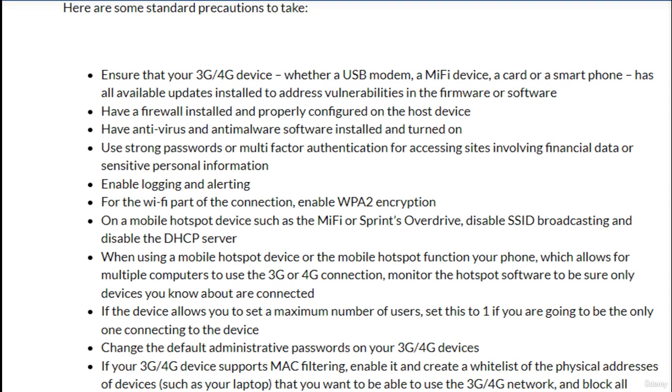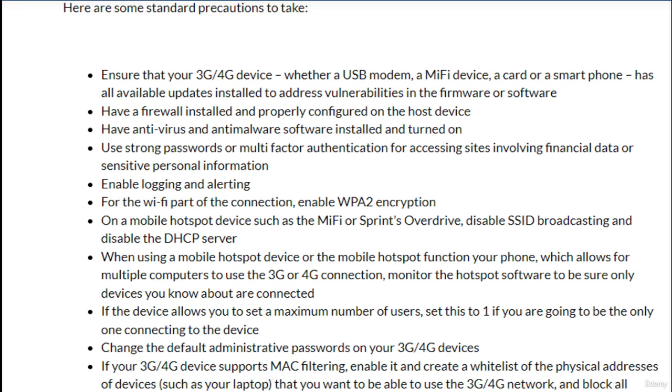Have a firewall installed and properly configured on the host device. Have antivirus and anti-malware software installed and turned on. Use strong passwords or multi-factor authentication for accessing sites involving financial data or sensitive personal information. Enable logging and alerting for the Wi-Fi part of the connection.